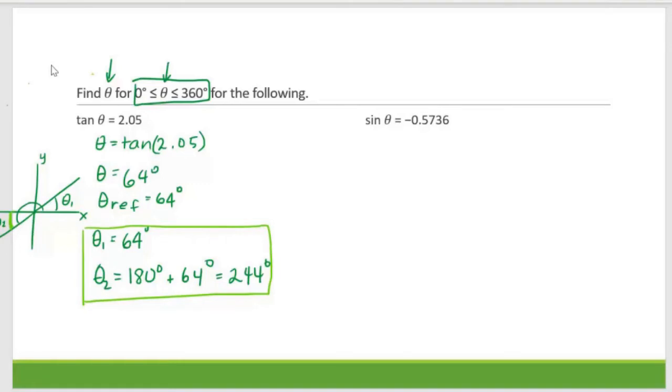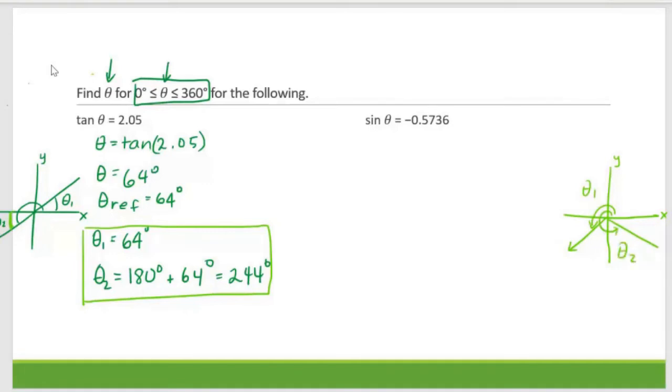Similarly, in the second question, we're given a single piece of information. We're told that the sine of the angle is a negative ratio. So before we get started, let's draw a picture of that. Sine is a positive ratio in quadrant 1 or quadrant 2, so we must have either a quadrant 3 angle, theta 1, or a quadrant 4 angle. I'll call that theta 2.